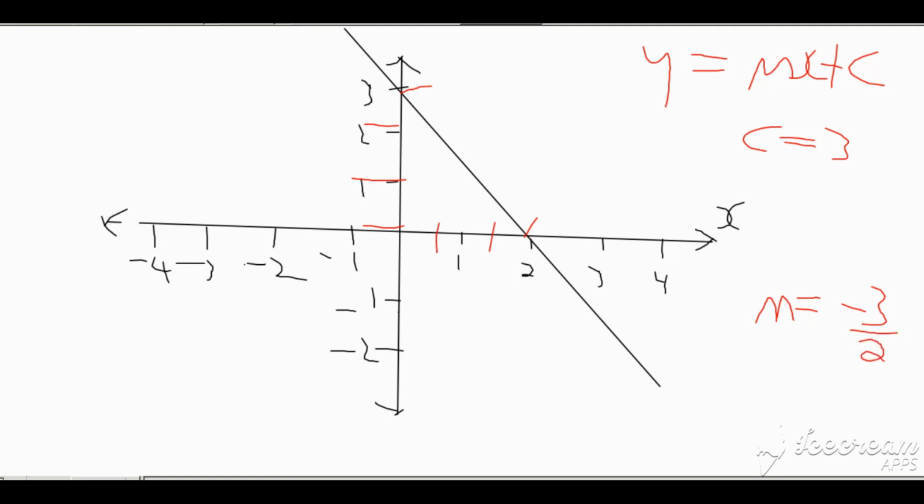So I have negative 3 over 2. Now I have all the components that are necessary to make the equation of a line. So let me just go over to the left here. The equation of my line, my gradient, which is m, is minus 3 over 2, and my y-intercept, which is c, is equal to 3. So my equation is simply going to be y equals minus 3 over 2 x plus 3.